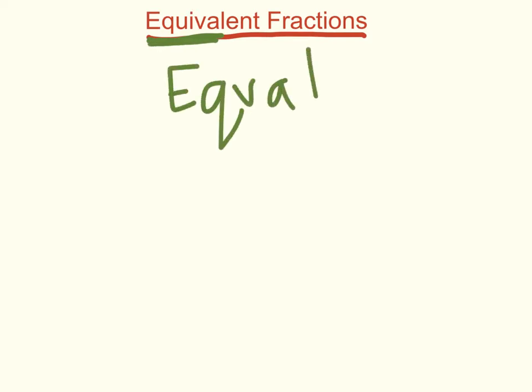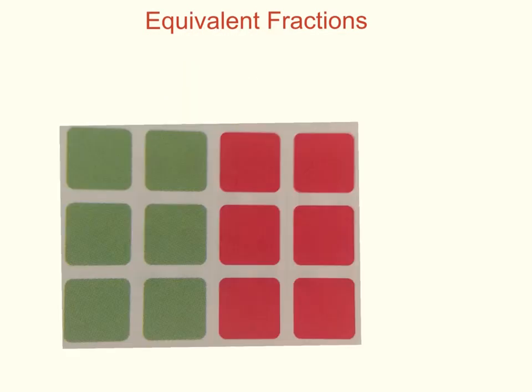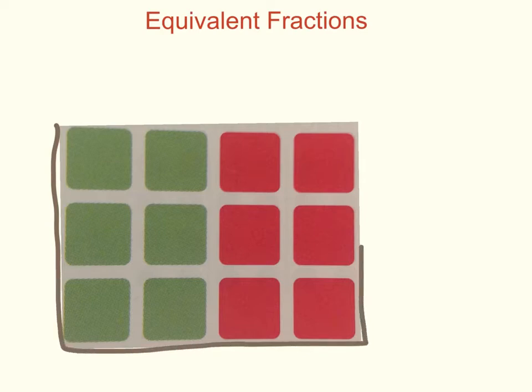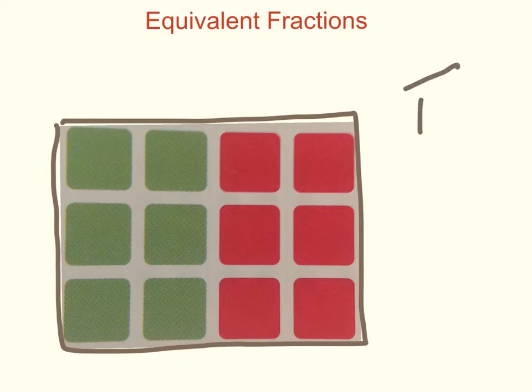So if we look at the word equivalent fractions, the base word we see means equal. It stands for equal. So what we're talking about is equal fractions, and I'm going to explain what that means. So here I have a rectangle made of square tiles. And how many squares are there altogether? There are 12. So my fraction is out of 12.